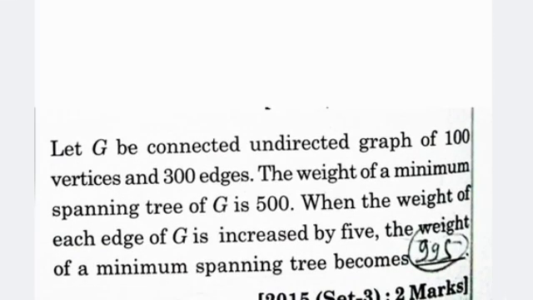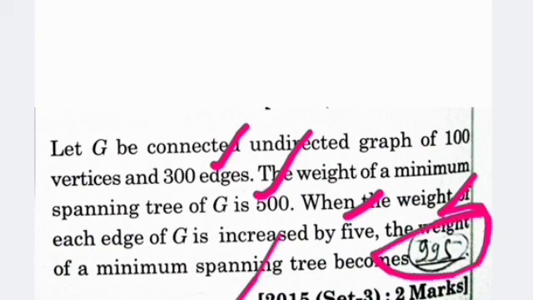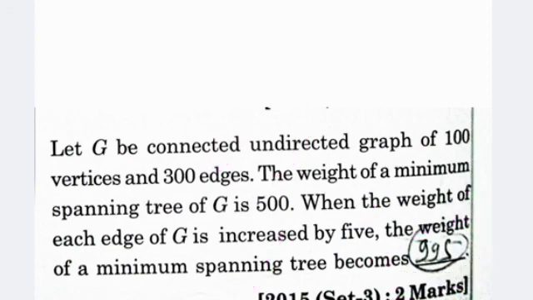Let G be a connected undirected graph of 100 vertices and 300 edges. The weight of the minimum spanning tree of G is 500. When each edge of G is increased by 5, the weight of the minimum spanning tree becomes blank. So come to the solution of this fill in the blanks type and numerical type question.